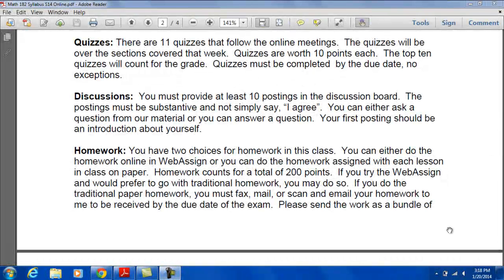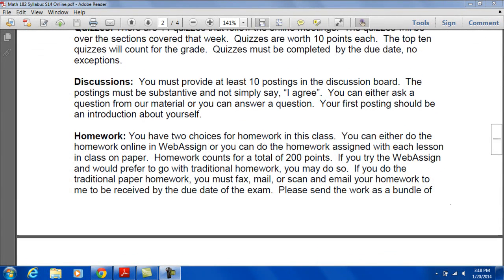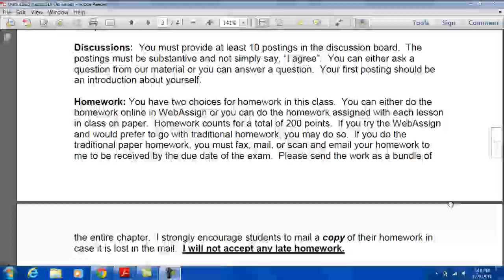The quizzes will cover the sections that are talked about that week. Quizzes are worth 10 points, as I said. The top 10 will count towards the grade. They must be completed by the due date, no exceptions.